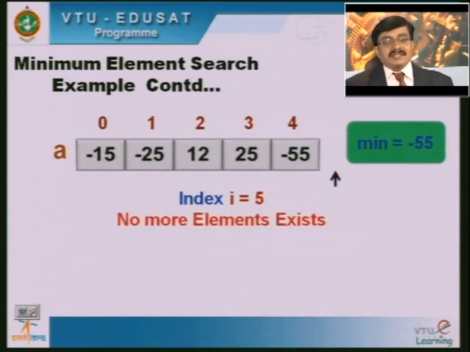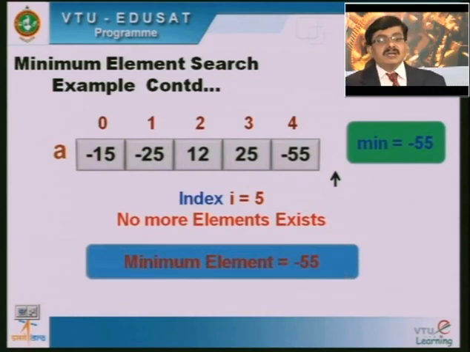Now, when I go for the next iteration, i is equal to 5. This a being an array of 5 integer elements, I do not have the 6th element there. So when index i is equal to 5, no more elements exist. So what we can conclude is that the minimum element of the array is equal to minus 55.